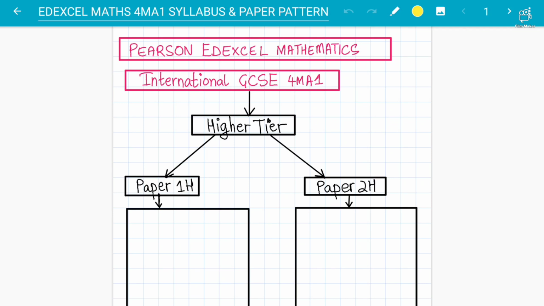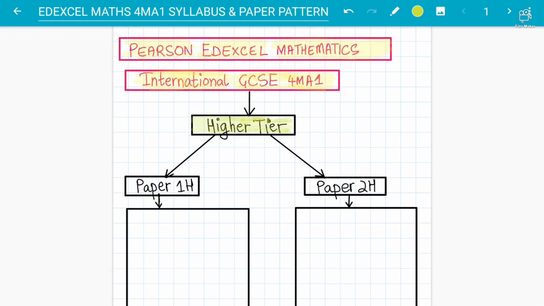So today's topic is basically about the paper pattern and the syllabus for mathematics of Pearson Edexcel International GCSE for MA1. Okay, so it's for MA1. We are going to discuss mathematics paper pattern and syllabus, just like we have discussed some other syllabuses as well. Students need to understand we are going to talk about the higher tier as an overview and in detailed discussion of what you should expect and what the paper is going to be about.